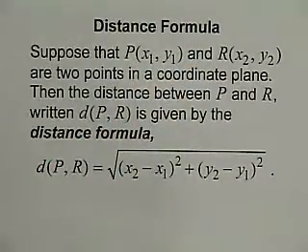Distance formula. Suppose that P, point x1, y1, and R, point x2, y2, are 2 points in the coordinate plane. The distance between P and R, written d of P, R, is given by the distance formula, where the distance equals the square root of x2 minus x1 quantity squared plus y2 minus y1 quantity squared. Let's take a look at how the Pythagorean theorem is used in this.